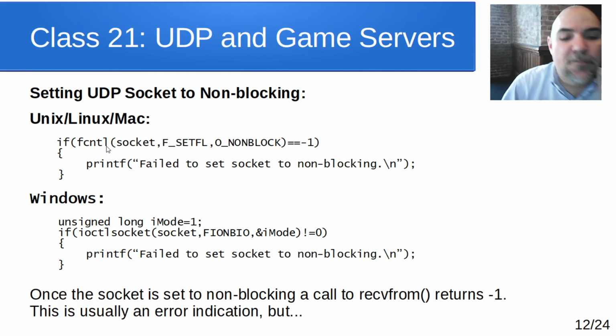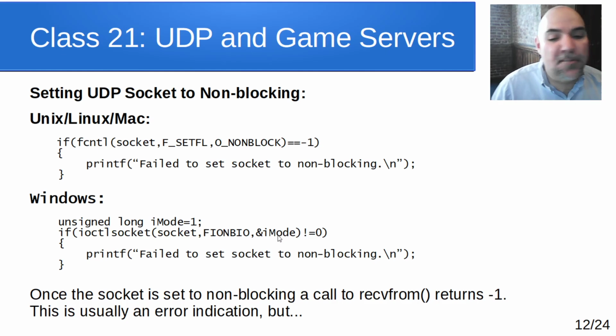In Windows, it's very similar, except you use the ioctlsocket function that's part of WinSock. You pass the socket to it. In this case, the flag is FIONBIO, which stands for File IO, Non-Blocking IO. And then you pass in this mode, which is 1, which sets the flag to a value of 1. And if that succeeds, then it's non-blocking.